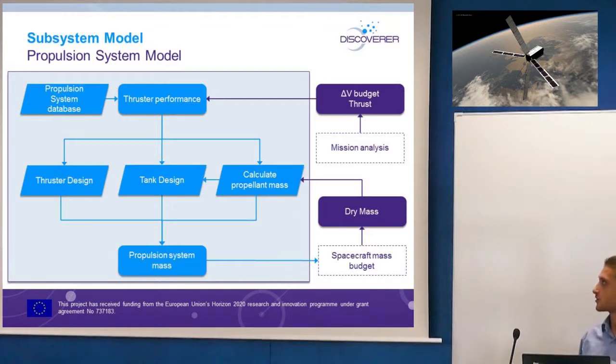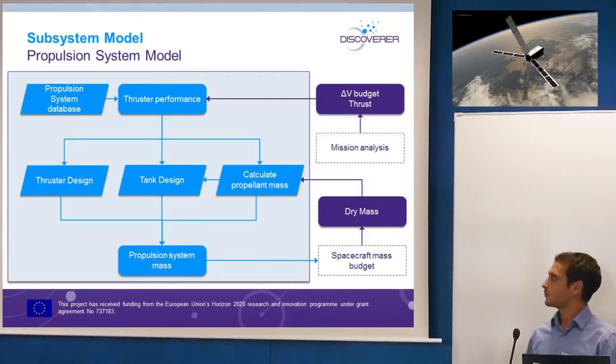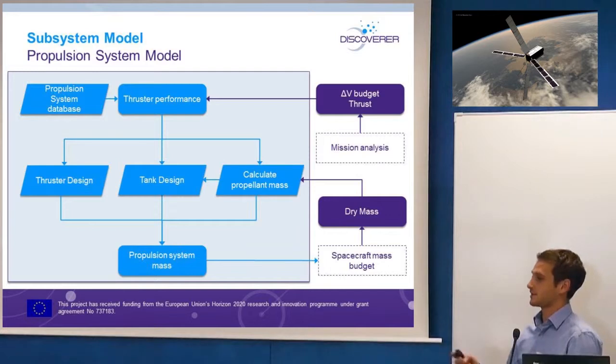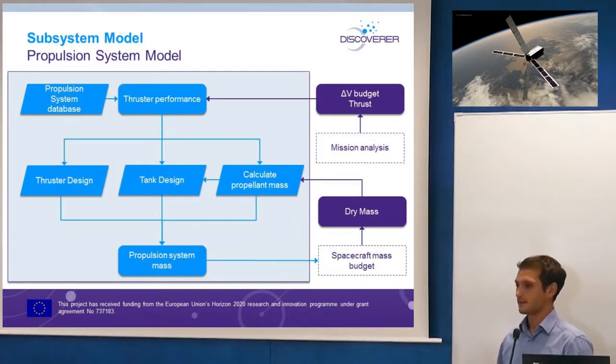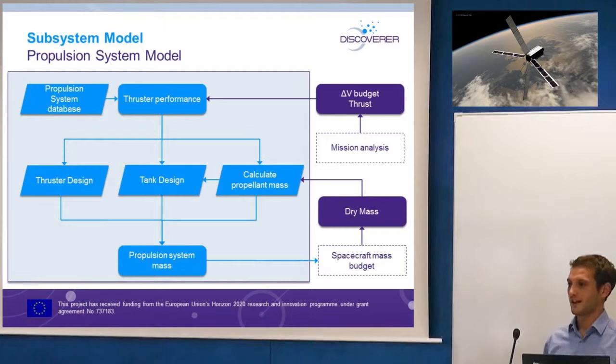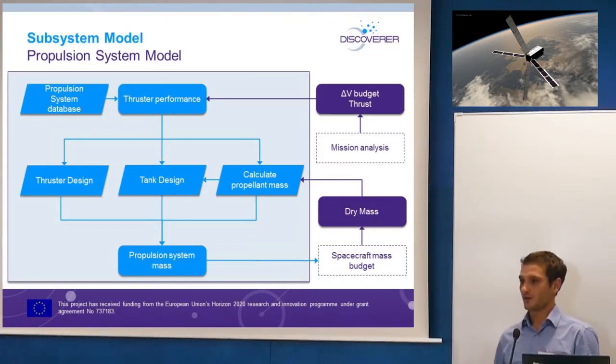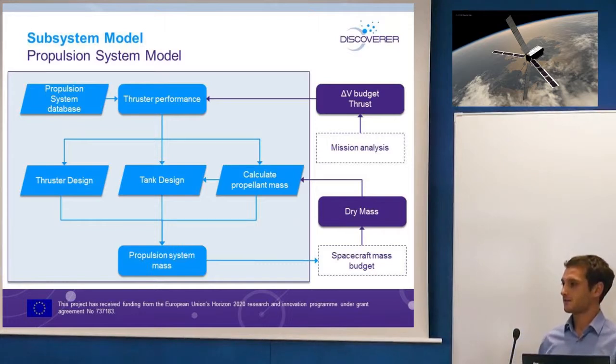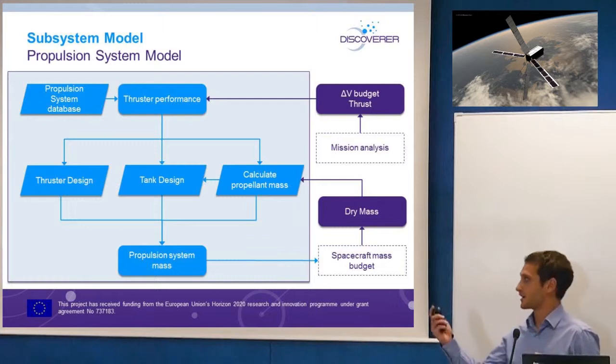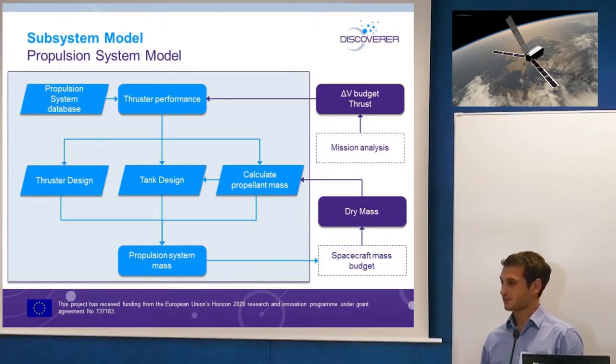Internal to our propulsion subsystem, we have a database. We might actually have a design for a thruster, otherwise, if we knew exactly what we wanted to design, we have some performance related to that. Then we'll want to calculate some parameters related to the thruster, the design of the tanks that are going to store our propellant, and how much propellant we're going to need. Then we can sum all of these together to give ourselves the propulsion system mass, which we can then feed back into the overall spacecraft design.